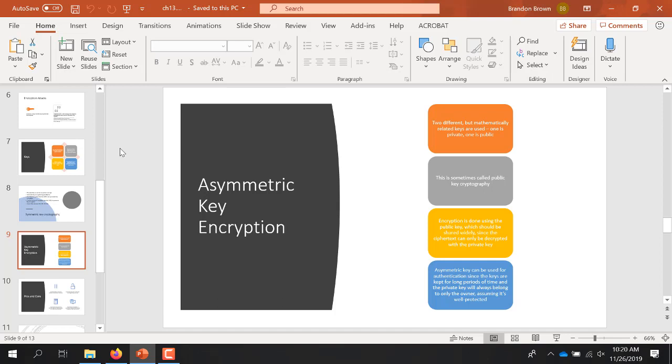So the encryption is done using the public key, which should be shared widely. And ciphertext can only be decrypted with the private key. So here's where we get into that misconception. That's how SSH works. But other types of standards mix this public key, private key concept back and forth. You have to read their standard.